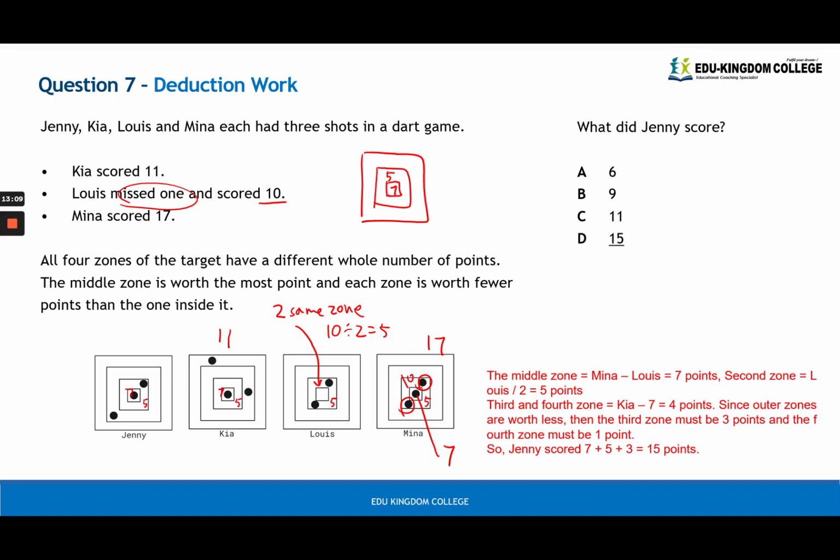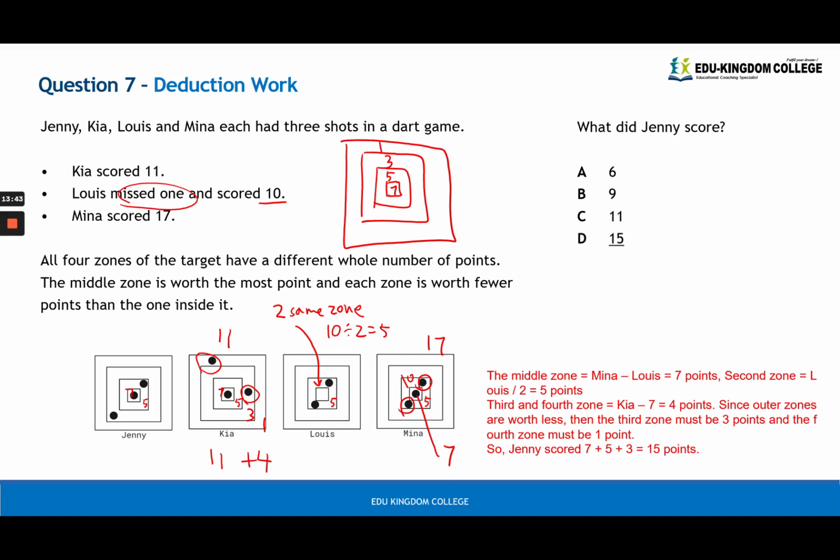So for Jenny, we don't know what Jenny scored. We know Kia scored 11. Okay. So 7, and then you have this one and this one left, right? How do I get to 7 from 11? That's a plus 4. Remember, you can't do 2 and 2, okay, because each of the ones on the inside must be bigger than the ones on the outside. So the only way is 3 and 1, okay? So it goes 7, 5, 3, and 1. That's a scoring system.